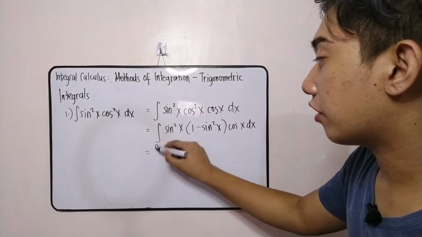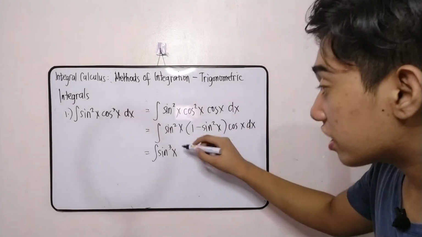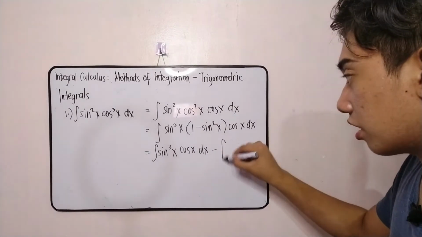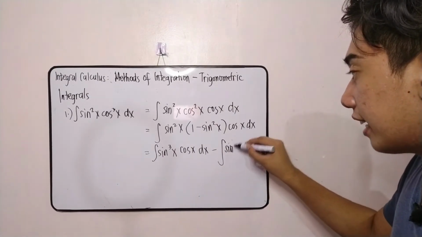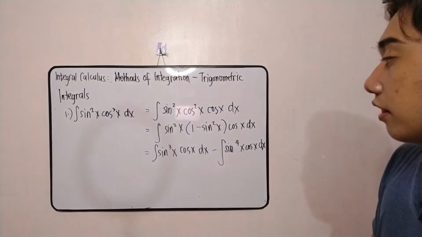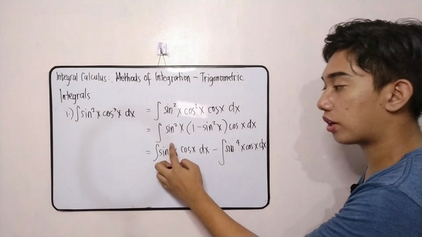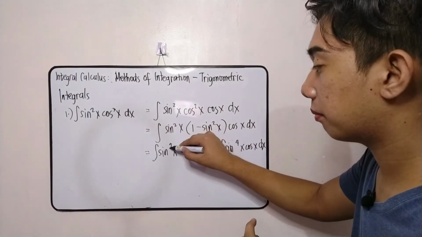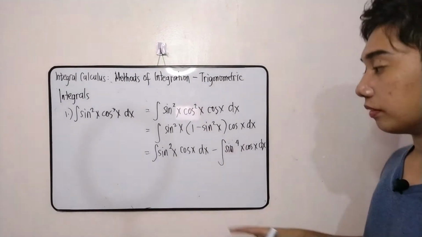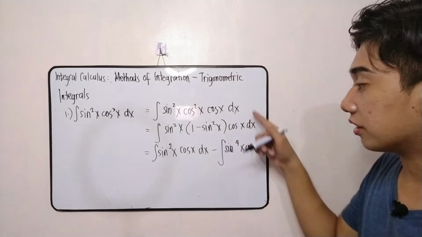So, this becomes integration of sine cubed x cosine x dx minus integration of sine raised to 4x cosine x dx. Sorry, sine squared lang yan. Sine squared, then sine raised to 4. And napapansin nyo, meron tayong cosine dito, okay? Kasi galing yan siya dito.